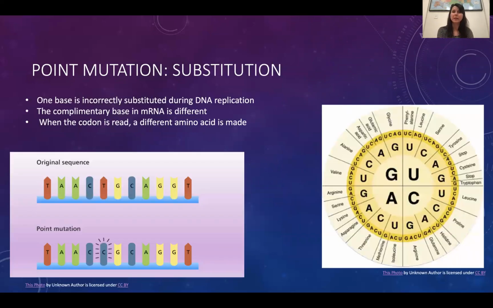So the first class of genetic mutations that we're going to be looking at are point mutations, and the specific type is substitution. And again, there are several types of point mutations, but we're only looking at substitution. So in substitution, one base is incorrectly substituted during DNA replication. So the complementary base in the mRNA is different, and therefore, when the codon is read, a different amino acid is made. So in this original sequence, you can see here that there's a thymine, but then in the point mutation, instead of it being a thymine, now it's a cytosine, and that codon will code for a different amino acid.